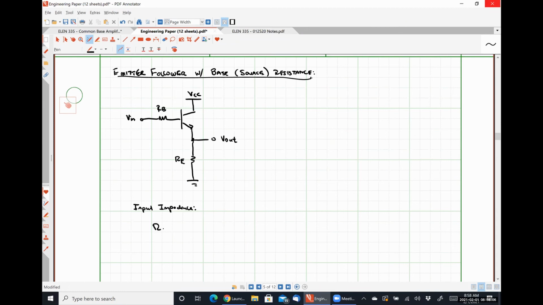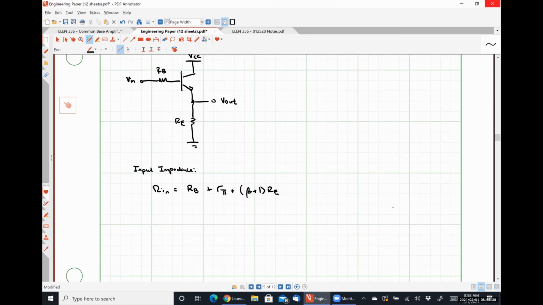So I would argue then that Rin is just RB, our base resistance, plus whatever our other input resistance was, which was R pi plus beta plus 1 RE, if I'm not mistaken. No real analysis necessary. You can just look at this thing and tell what's going on. For our output resistance, unfortunately, it won't be quite that simple.